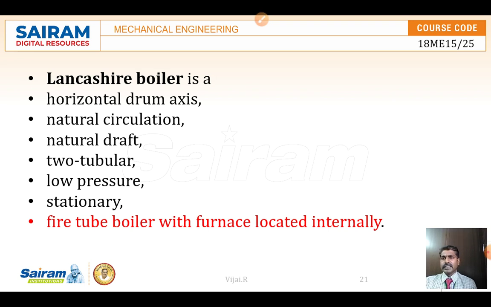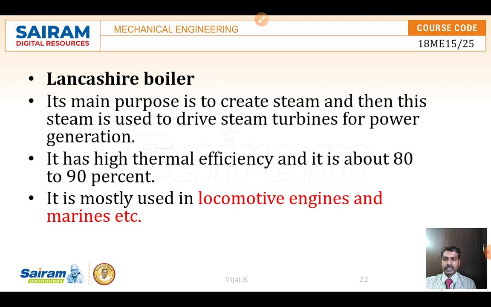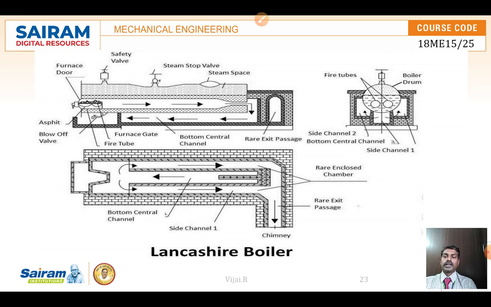By seeing this, the Lancashire boiler is a horizontal drum, natural circulation boiler. It has natural draft, depending on the movement caused by the variation in densities. The thermal efficiency is high, 80 to 90 percent. It is used in locomotives, that is railway engines, and in steam engines and marine engines. It creates steam by burning the fuel and passing the hot flue gases through the tubes. This is the construction.